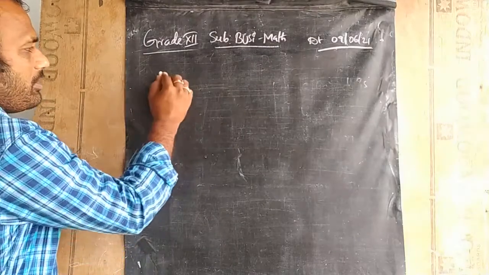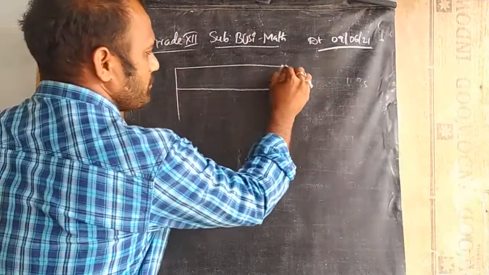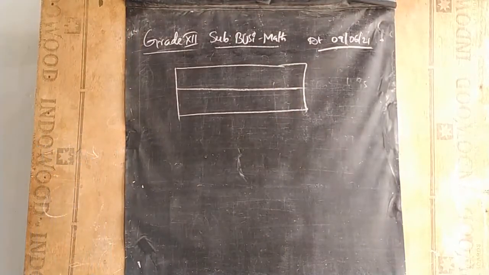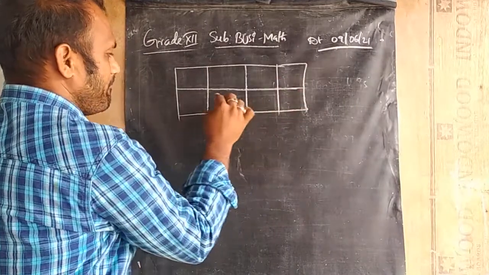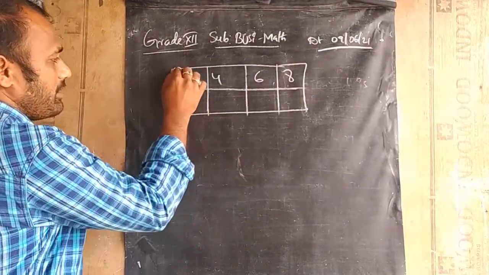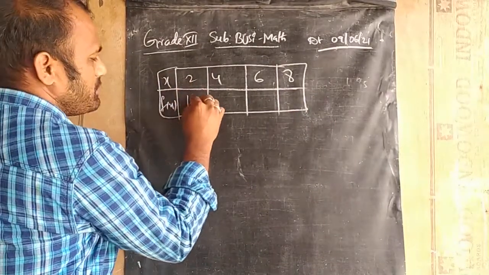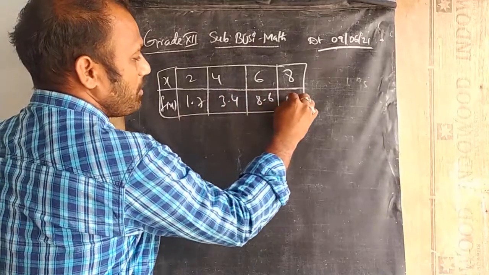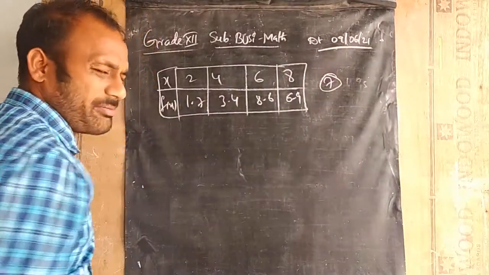Today, see, in the previous class, we have learned Newton's forward interpolation and backward interpolation. Based on this, here 2, 4, 6, 8 are the x values, and these are the f of x values, which are 1.7, 3.4, 8.6, 6.9. And he will be asking what the interpolation at 7 is.